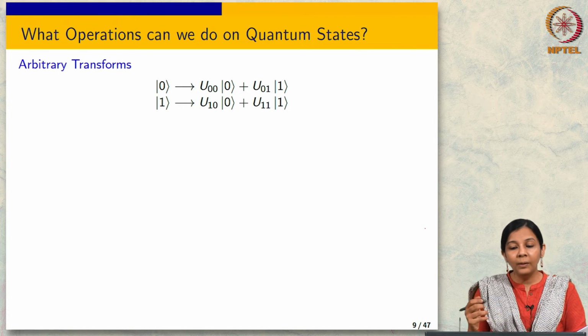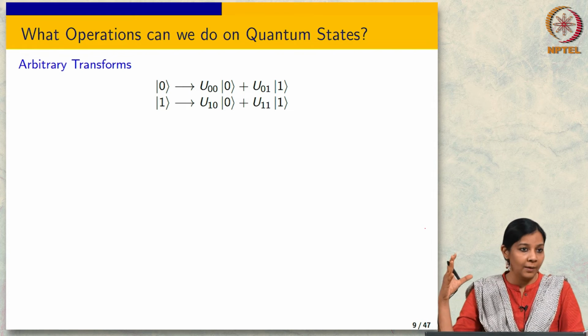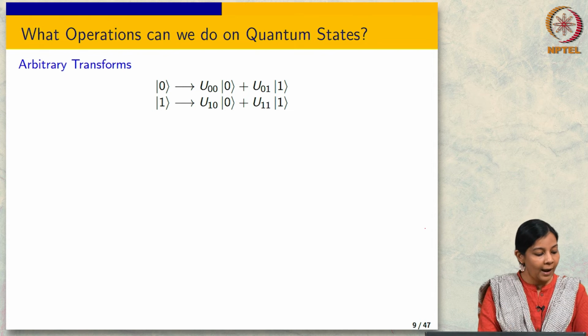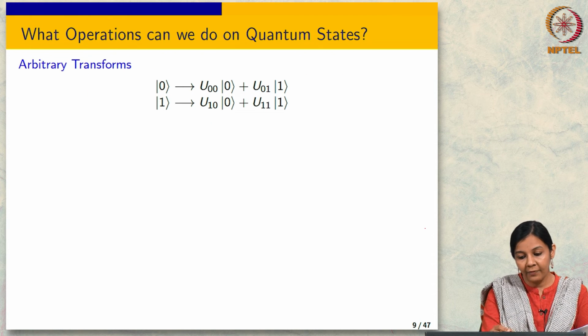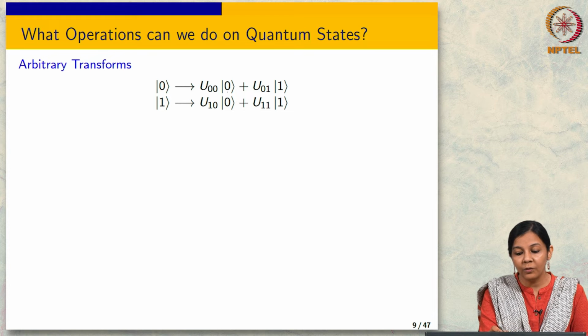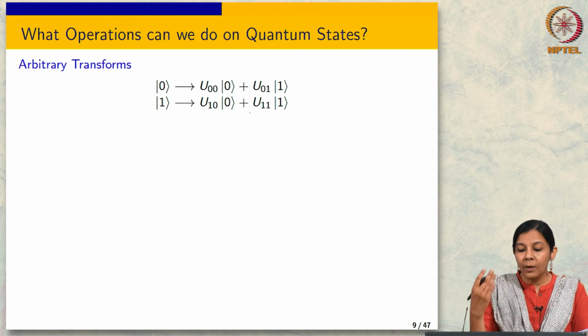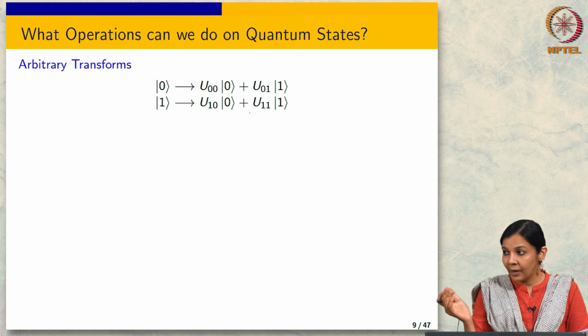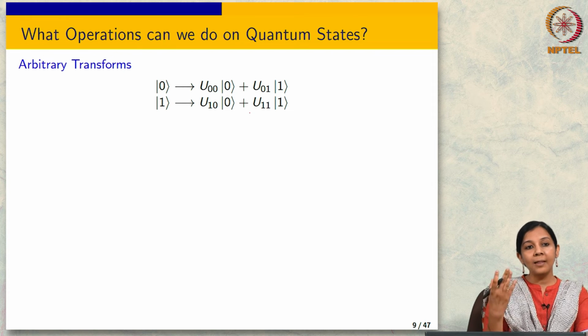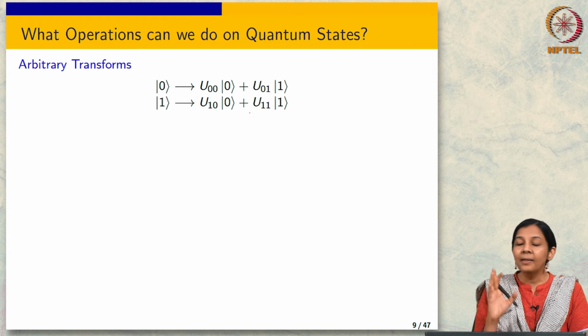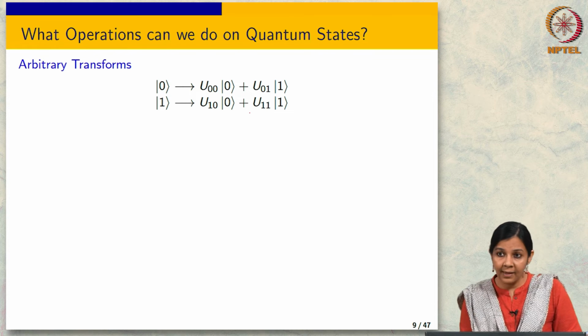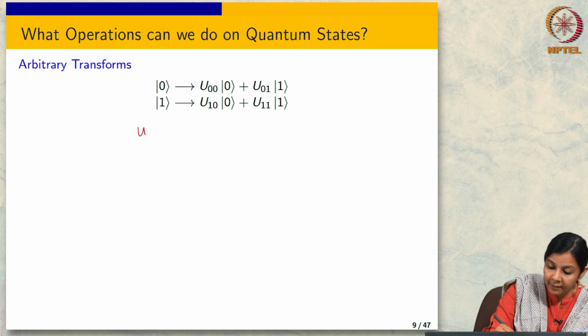Now, let us try to formalize this constraint in a more arbitrary way. So, here I have this transformation. 0 goes to u00 0 plus u01 1 and 1 as written here. Now what I want to do is come up with some condition on these u's, that is my goal, so that I can say that when these conditions are satisfied, this operation is a legitimate, a valid operation. Okay, that's going to be our goal. So, let us work this out.